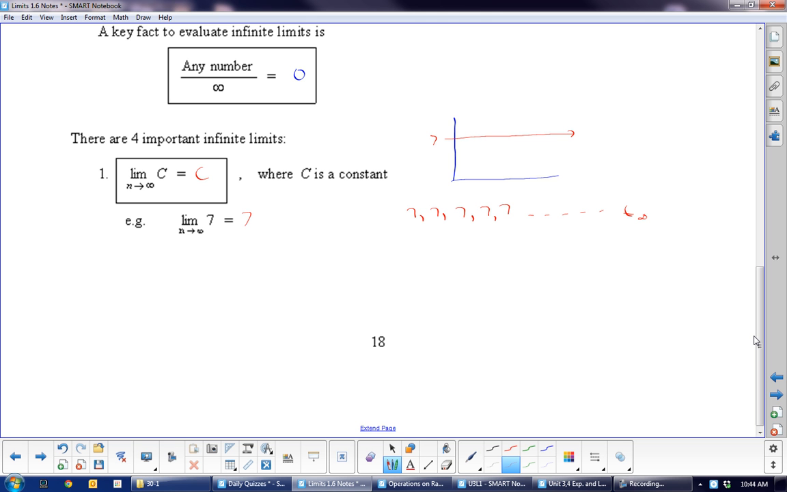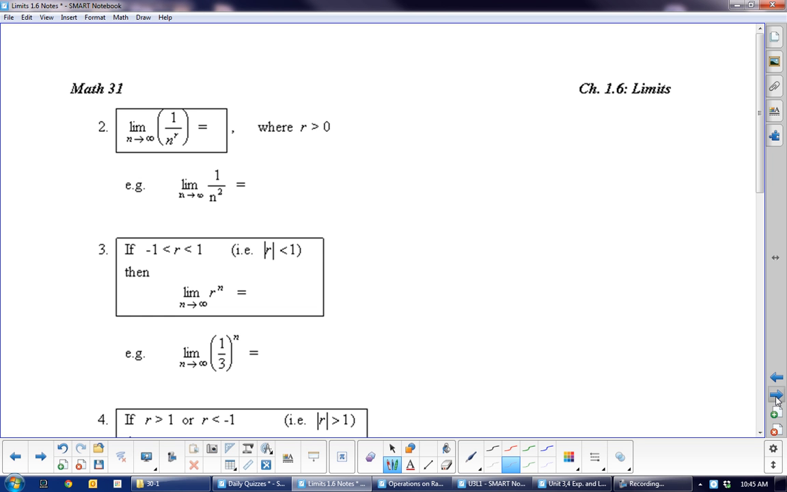Not a very difficult concept, but the rest kind of take a little bit more thought. So we're looking at 4. That's the first one. The second one, when you have 1 over n to the r, where r is greater than 0. What would this equal if n went to infinity?